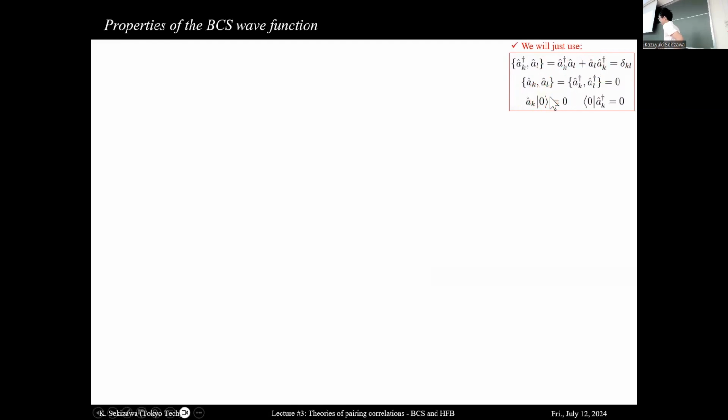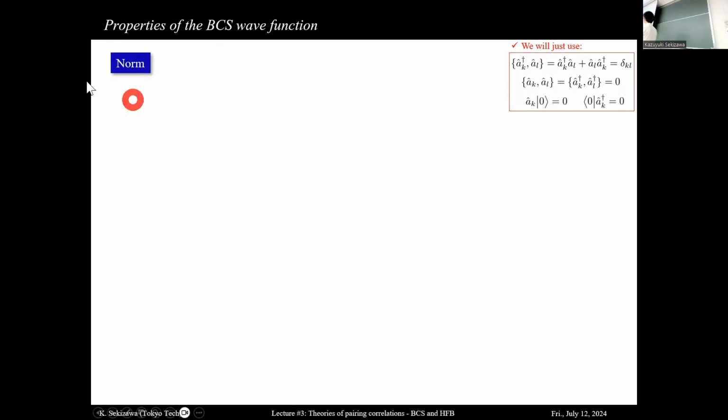And annihilation operators and creation operators anti-commute with each other. I will use this: if an annihilation operator acts on this vacuum state, it gives 0, and also if A dagger acts on this bra state, then it is also 0. Okay, I will follow in detail, so if you do not understand, please ask anytime you want.